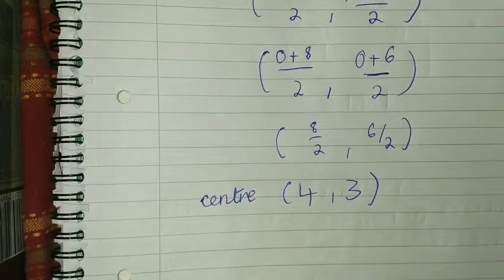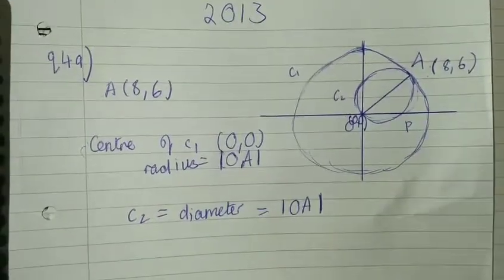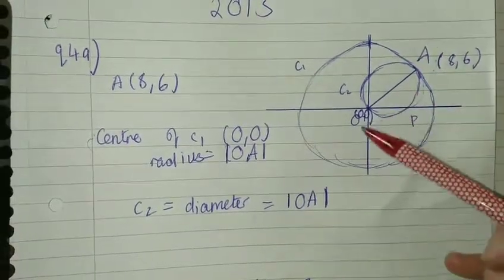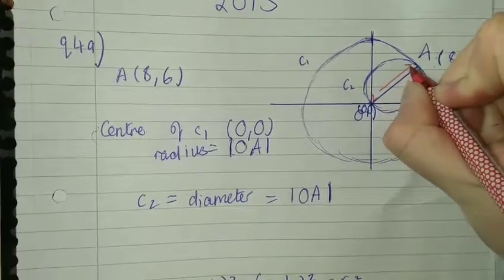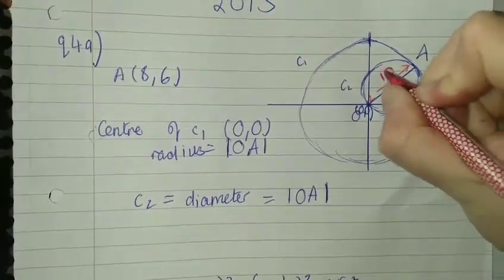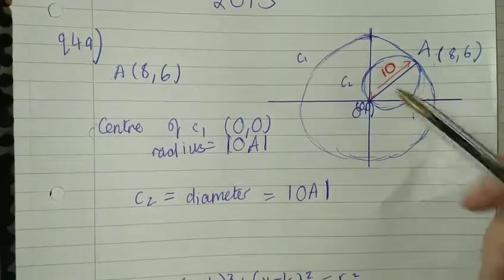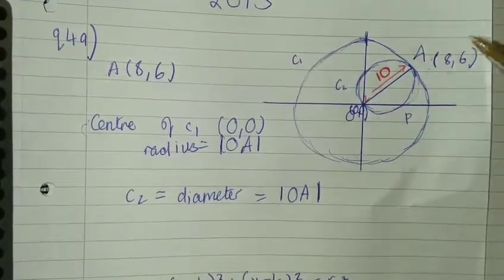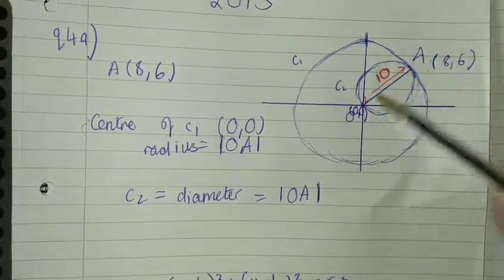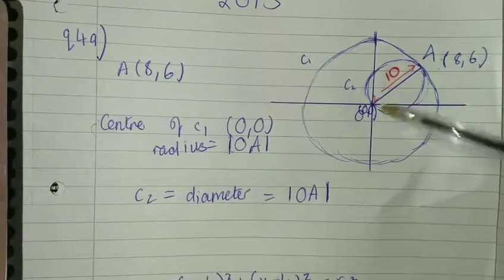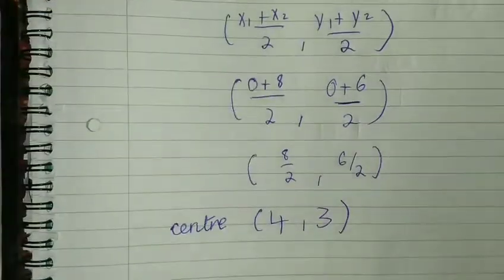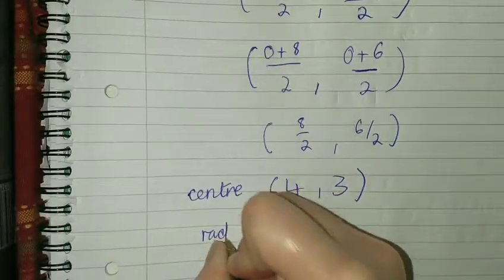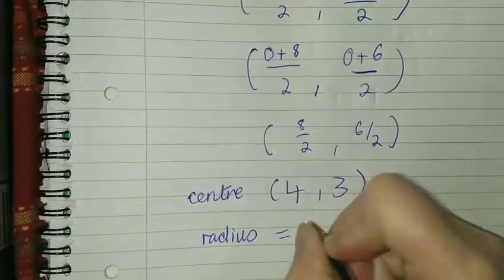And because I already figured out that the radius of the bigger circle, so the distance from here to here, is 10. So the radius of the bigger circle is 10, but that's the diameter of the smaller circle. So if the diameter of the smaller circle is 10, well, the radius is half the diameter. So the radius of the smaller circle is 5.